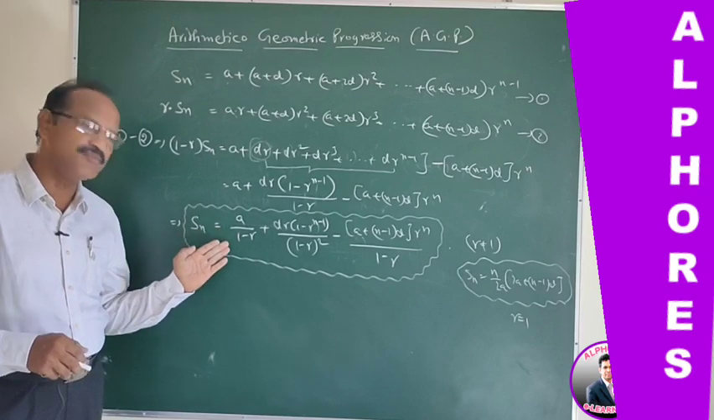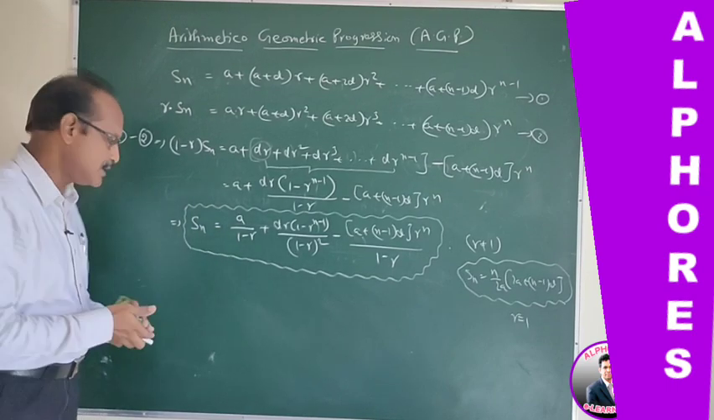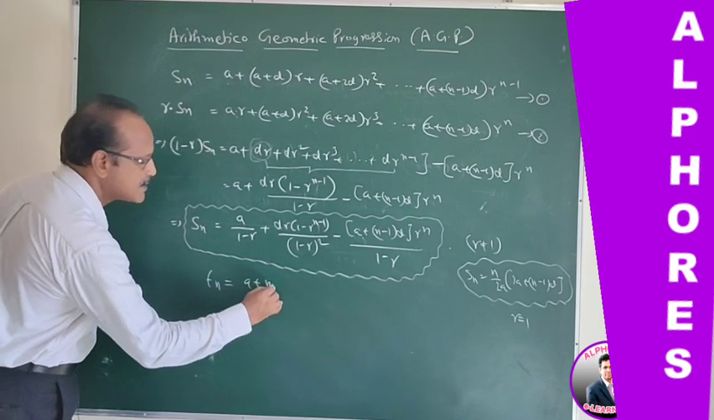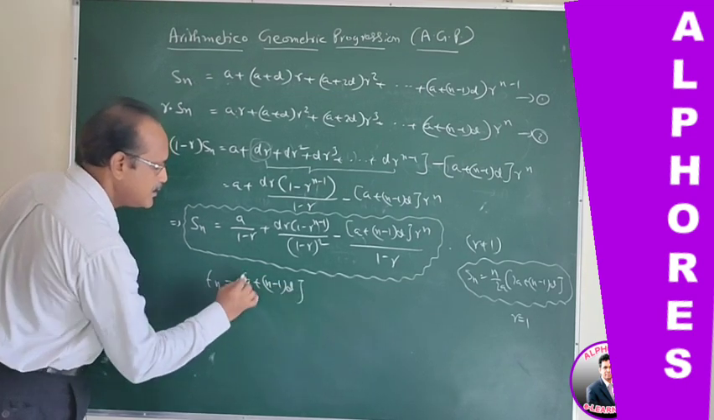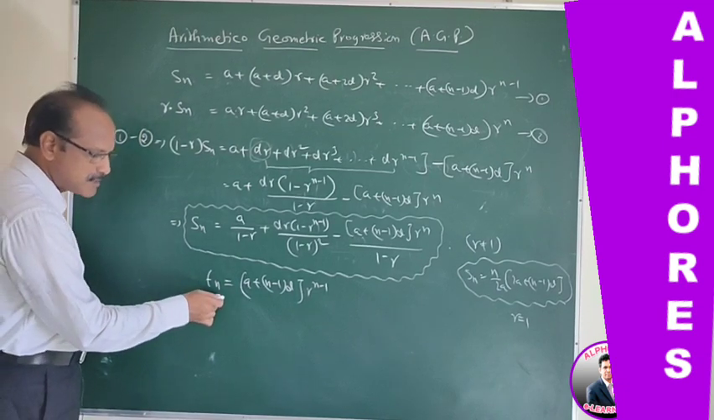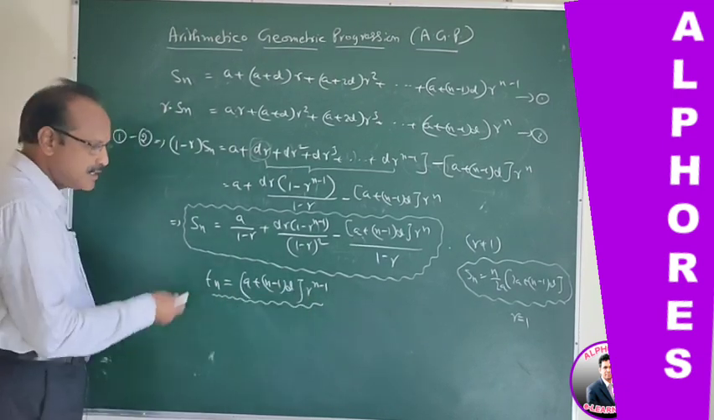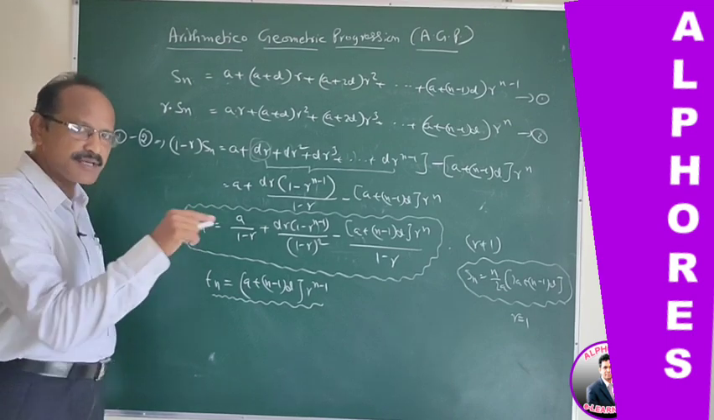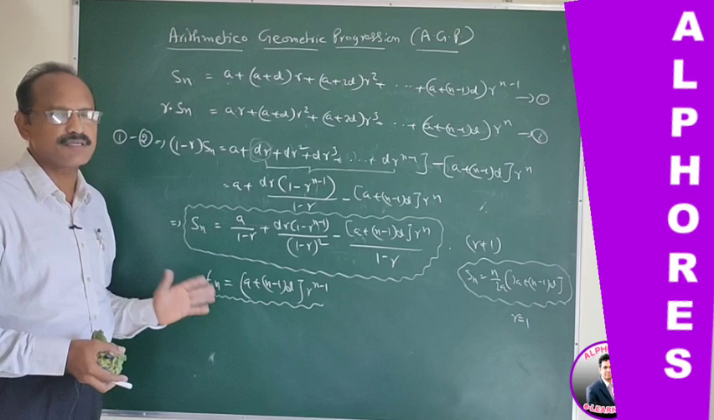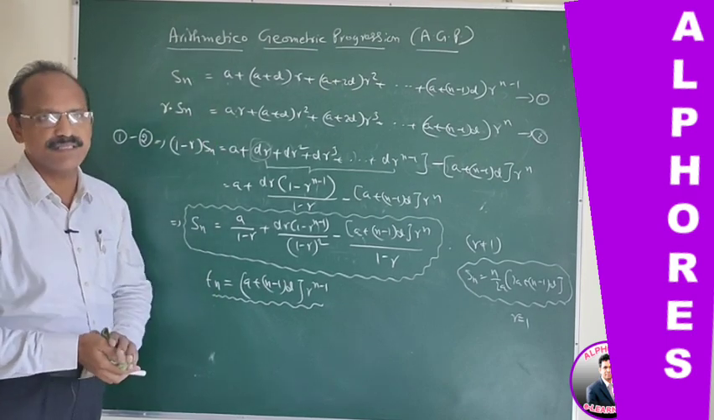Of course, it's the sum to n terms formula. And the nth term formula is given by A plus n minus 1 into D into R power n minus 1. You know, it is the nth term of AGP. It is a formula for sum to n terms of AGP. Sum and nth term. So these are different formulas for AGP series.